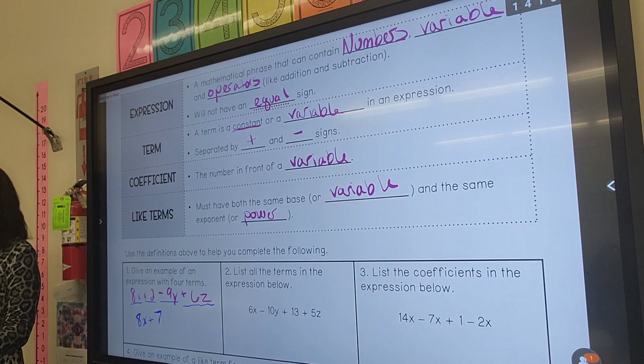So, can anybody give me an expression with three terms? Someone else that I haven't heard from yet. Keelan?